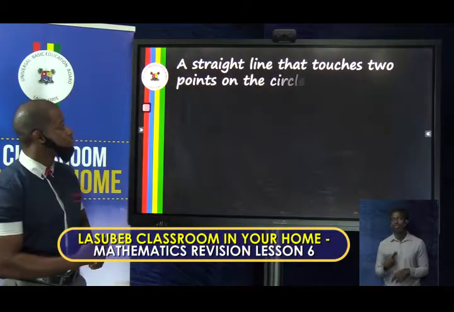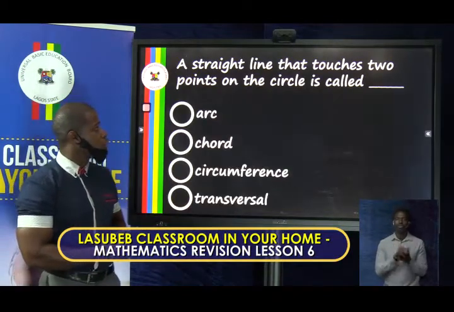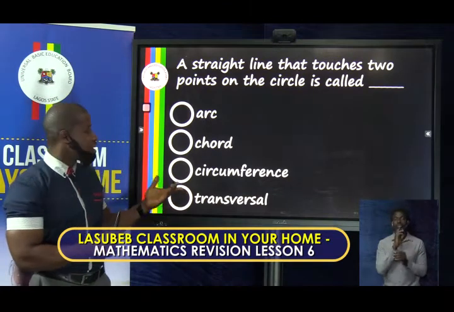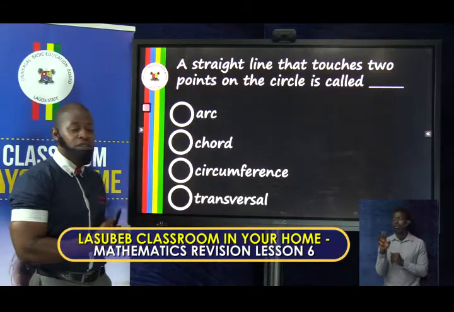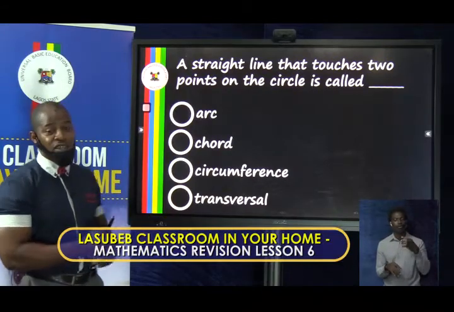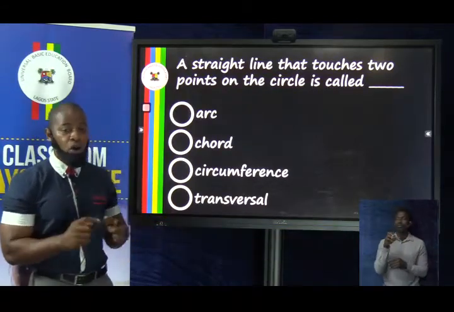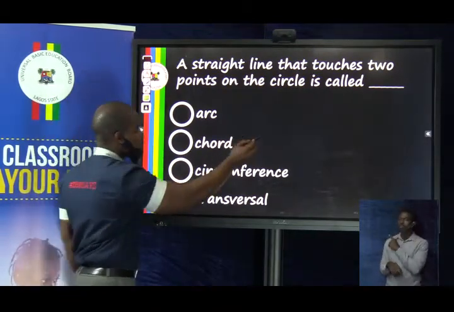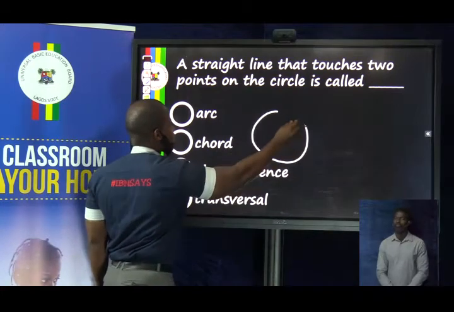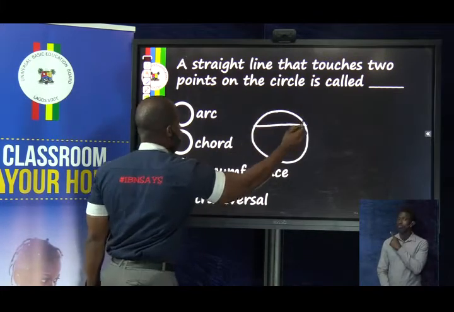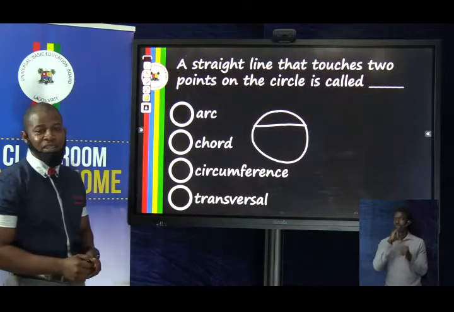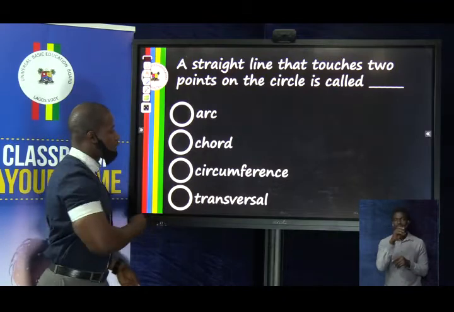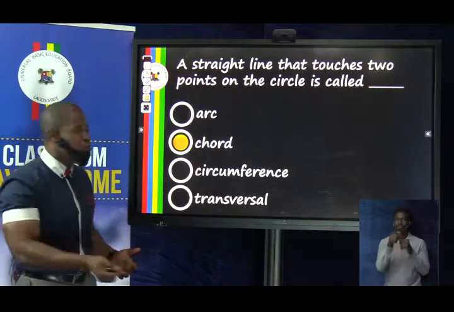Now let's move on. A straight line that touches 2 points on the circle is called, options are arc, chord, circumference, or transversal. A straight line that touches 2 points on the circle. Let me draw it for you, just to jog your memory. This is a circle. And I draw a line that touches 2 points, a straight line. What do you call that line? Well, you have the answer by now. It is a chord. Good job, you.